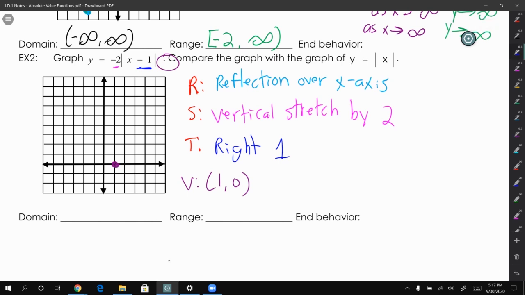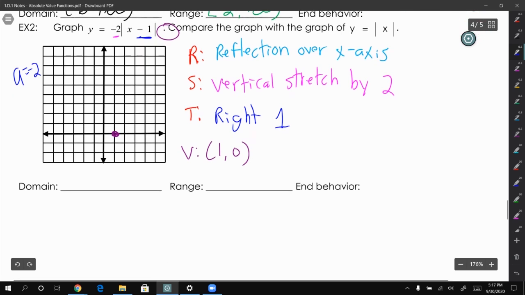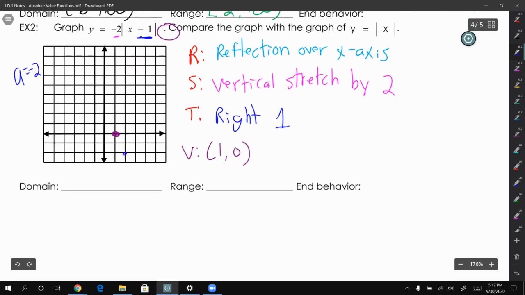And our a value is -2. So from our vertex, we're going to go down 2 and right 1. And from our vertex, we're going to go down 2 and left 1. So our absolute value graph will look like this. Remember that the a value is your slope.